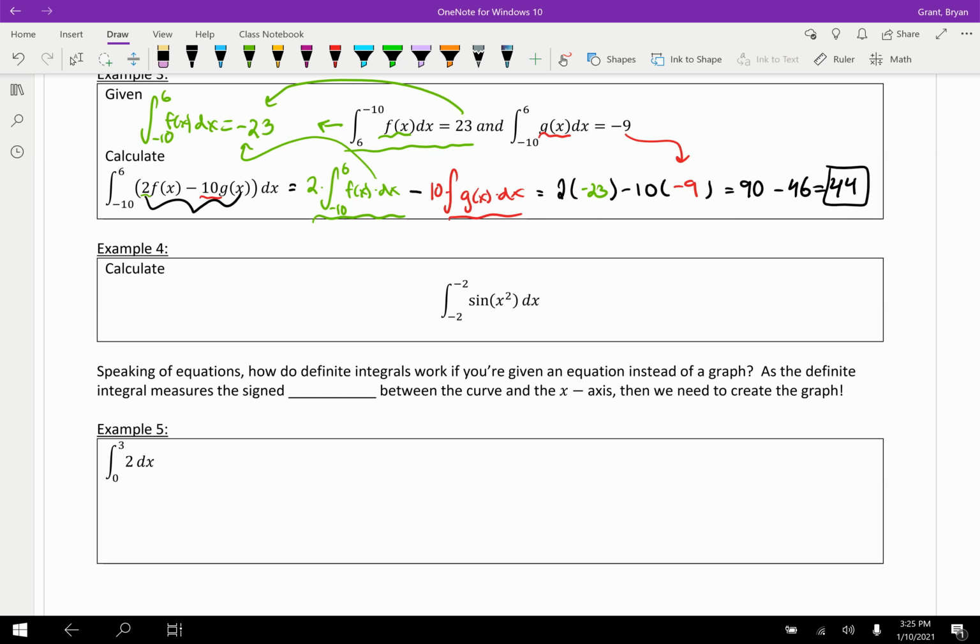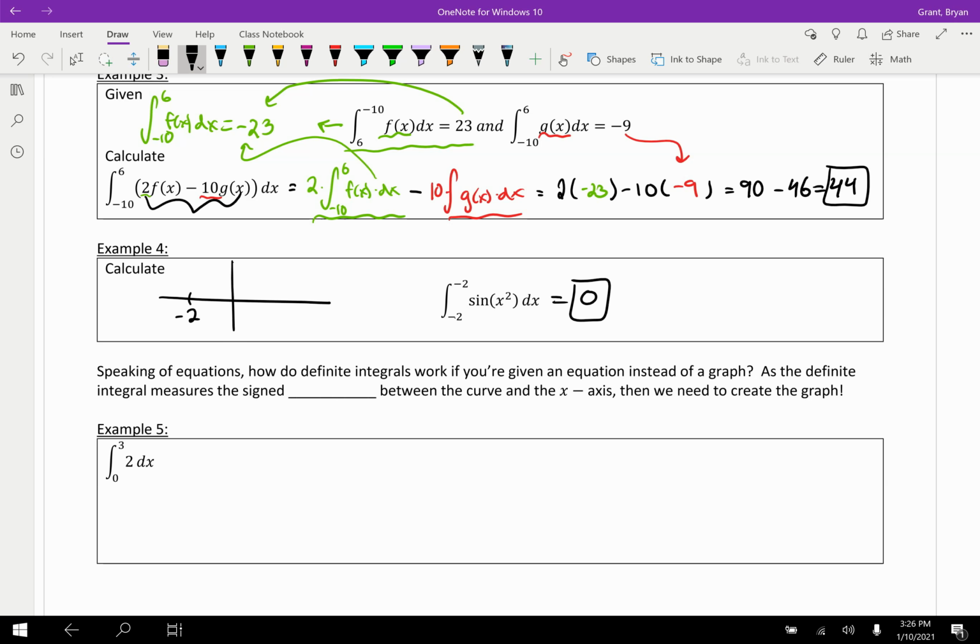Well, at first glance, you might say, well, sine of x squared, I don't even know what sine of x squared looks like. And that's okay. You don't have to. Because they're just asking you to find the area from negative 2 to negative 2 of this graph, which means we're not moving anywhere, which means the area is 0. That's property number 5 up above.